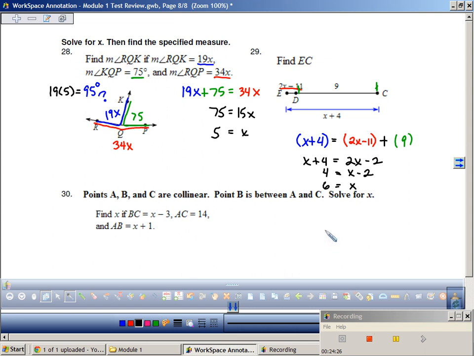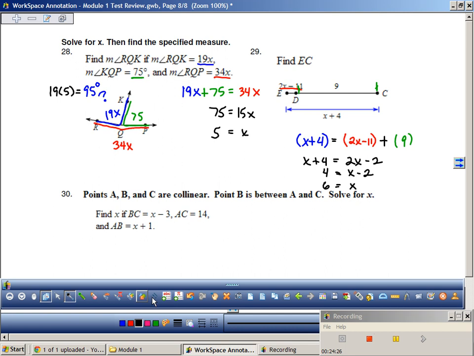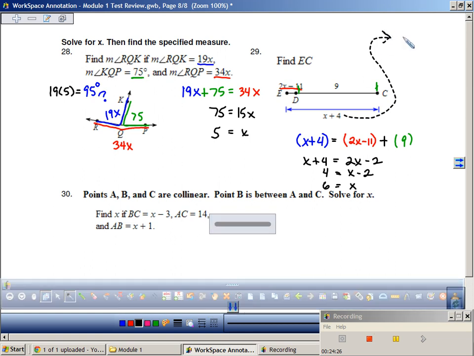Am I done? Let's go back and ask ourselves. It says find EC. Did I find EC as 6? I've got to go back and substitute, right? So I've got to take this one and consider substituting. So x plus 4 is equal to 6 plus 4, which equals 10. Questions?